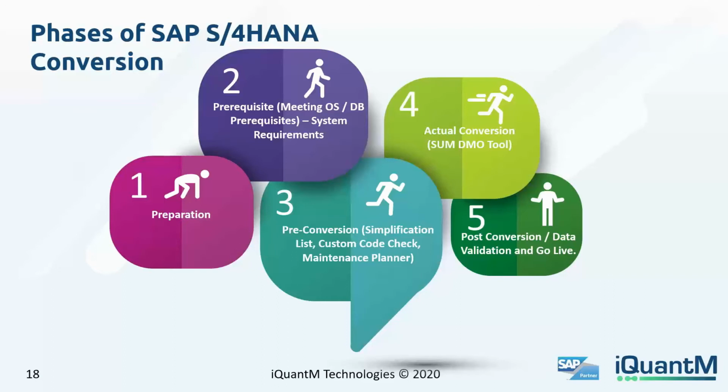In addition to running it in your dev, quality, and production, you also have to run it in each of the clients to make sure that it is error free for you to start the conversion. The next stage consists of the actual conversion, where you use the Software Update Manager with the DMO tool to convert your ECC to an S4HANA system and your database to HANA. And the final stage would be the post conversion.